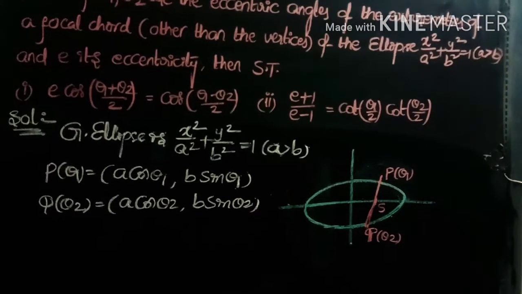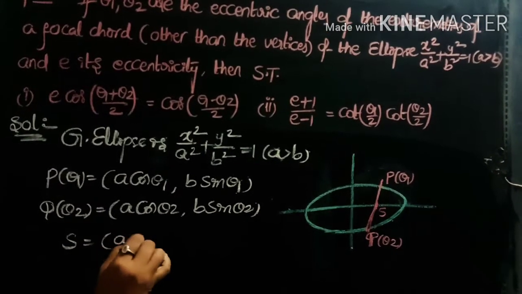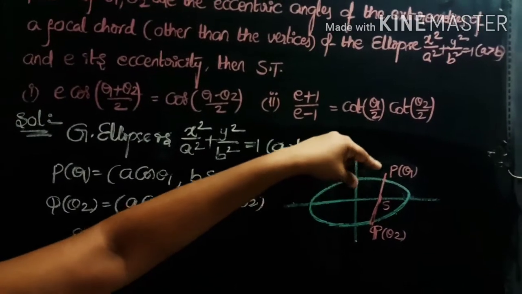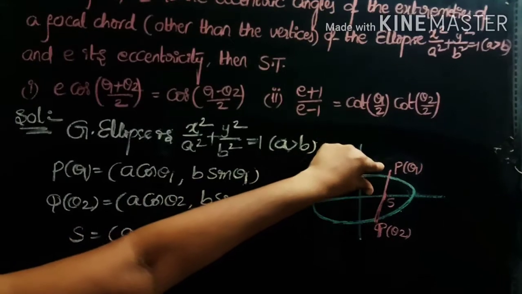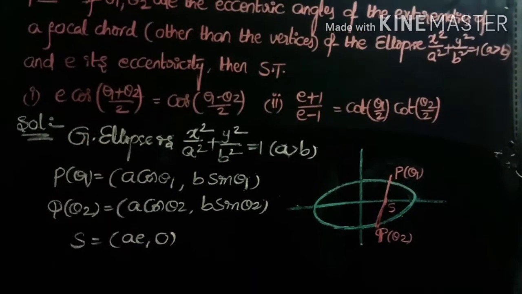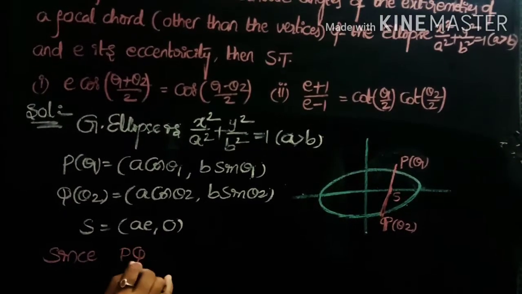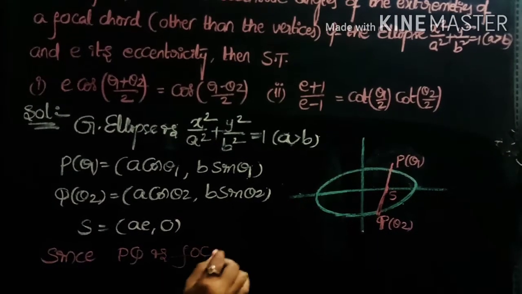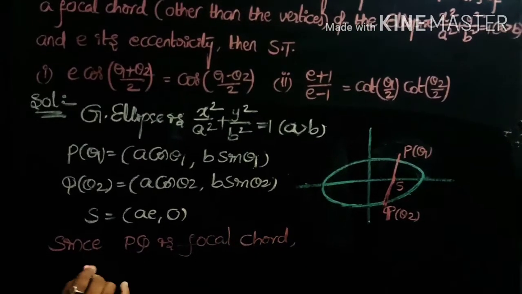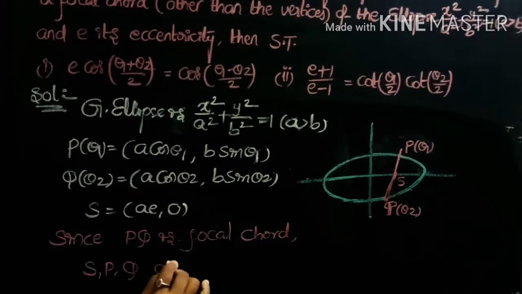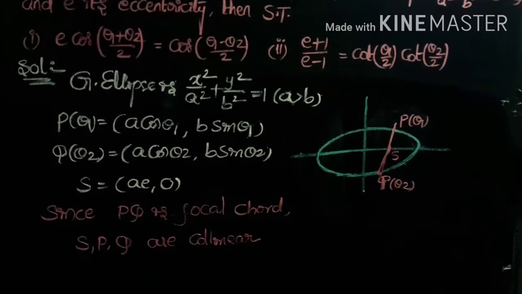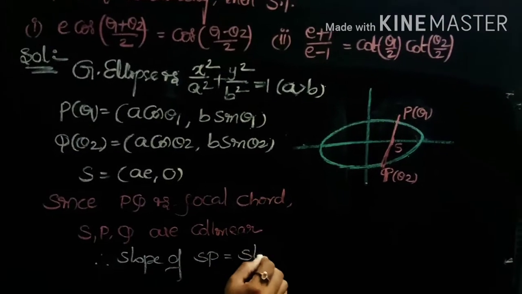And already we know that the focus S is equal to ae comma 0. Since PQ is a focal chord, the points P, S, Q are collinear. Now what is the condition for collinear points? Slope of SP is equal to slope of SQ. By applying that condition, we can get the first result.